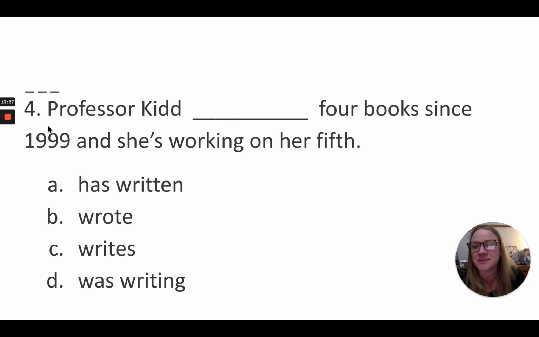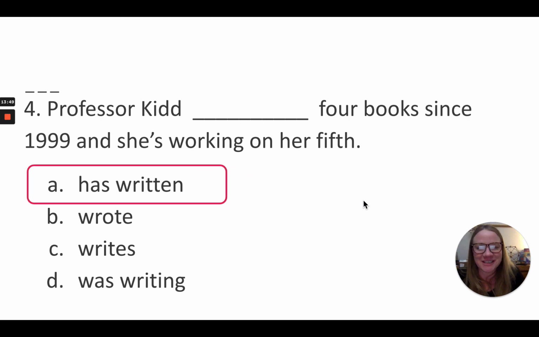Number 4, Professor Kidd has written 4 books since 1999, and she's working on her 5th. What do you think? Correct answer? Has written, right? We have this keyword since 1999, and we also have present progressive. She's working on her 5th. That means that from the past until now, she's written 4 books. Do you think she'll write another one in the future? Probably, because she is working on one now. So this is an action from the past until now.